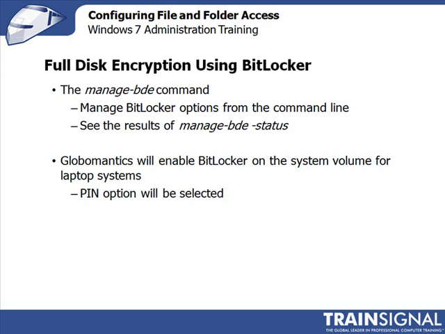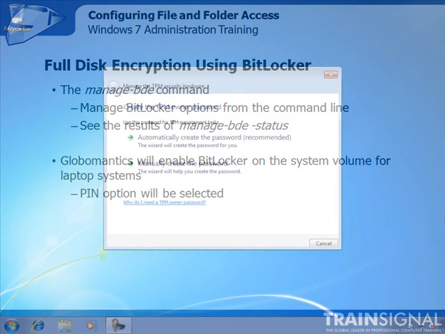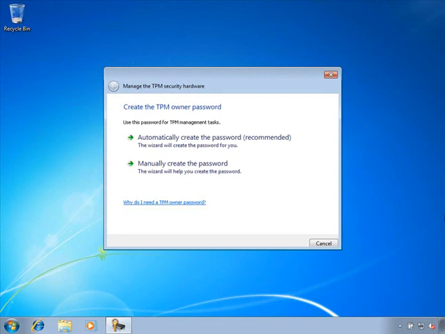And now the system is rebooting again now that the TPM module is activated, and it's going to reboot into Windows, at which point the wizard will restart, and that's where I'm going to pick up the lesson. Now I've logged back into the system, and you can see that the option we see here is to give us the ability to manage the TPM security hardware. The first thing we have to do is create a TPM security password, an owner password for this particular module.